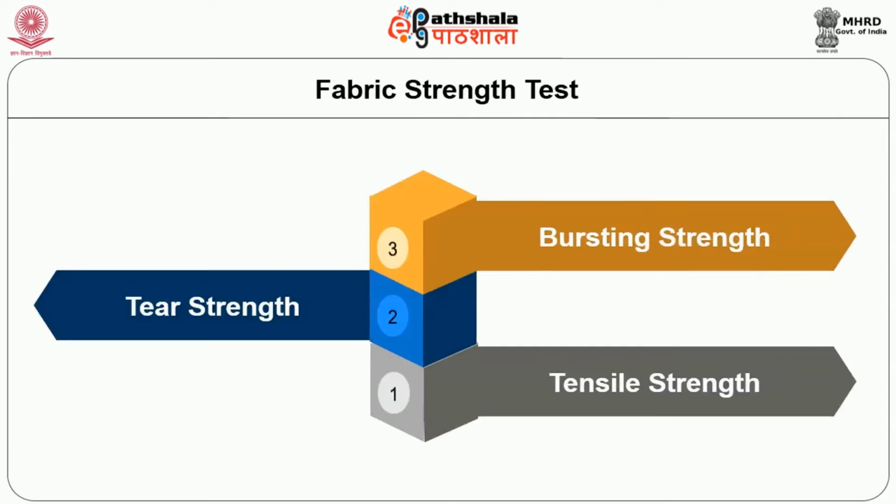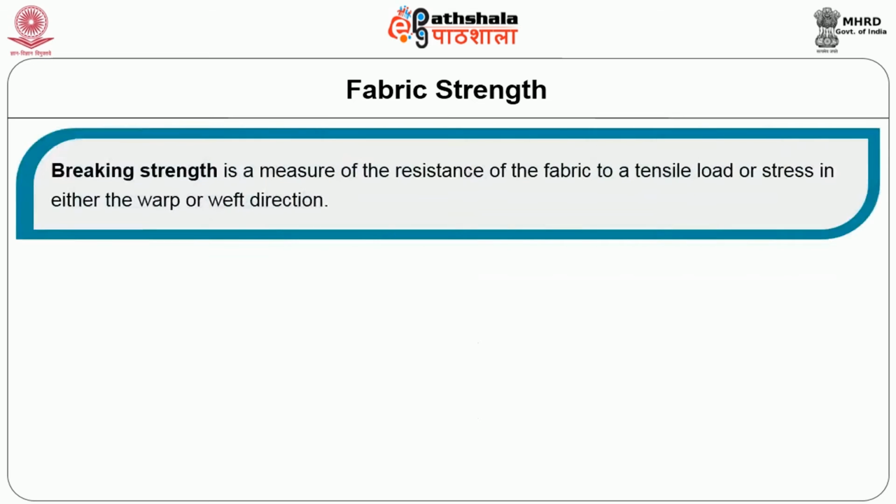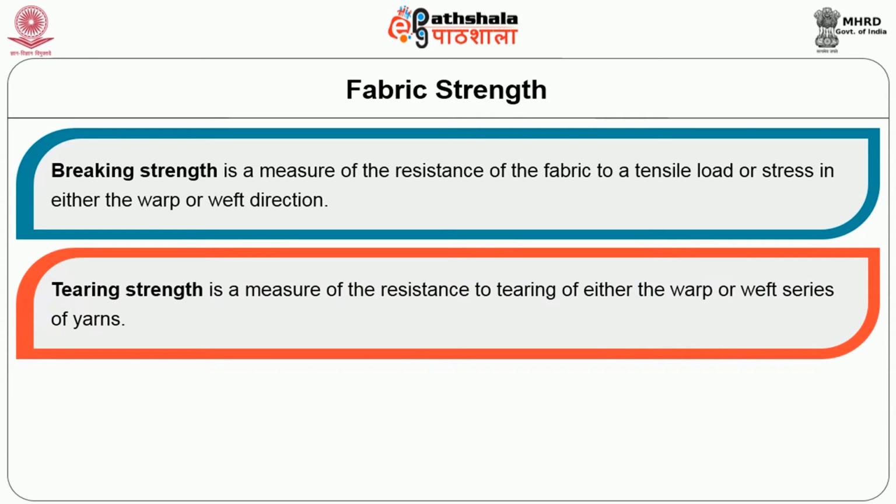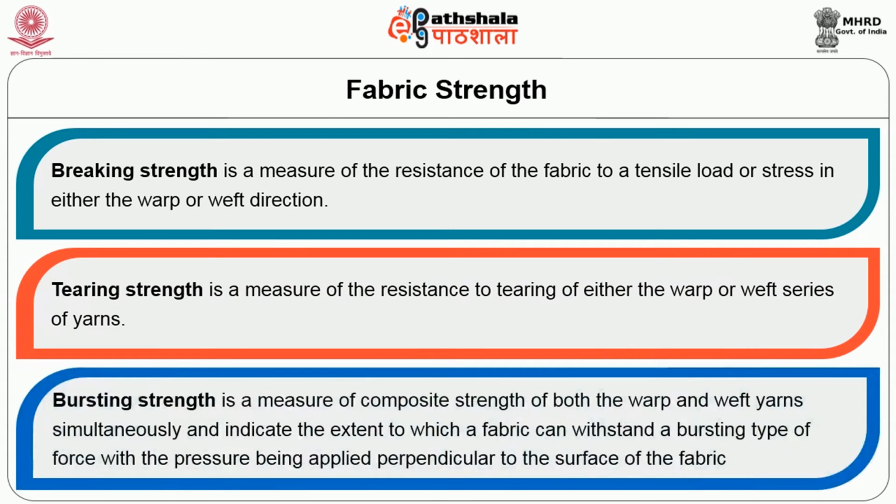Then the fabric strength test. Fabric strength can be of 3 types: tensile strength, tear strength, and bursting strength. The terminology used for fabric strength will be breaking strength. It is a measure of the resistance of the fabric to a tensile load or stress in the warp or weft direction. Tearing strength is a measure of resistance to the tearing of either warp or weft yarn. Bursting strength is a measure of the composite strength of both the warp and weft yarn simultaneously and indicates the extent to which the fabric can withstand a bursting type of force with the pressure being applied perpendicular to the surface of the fabric.